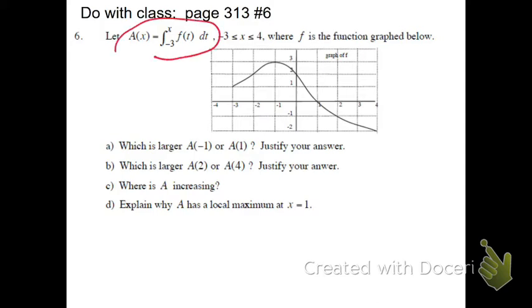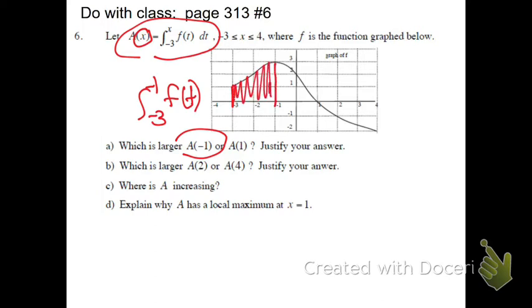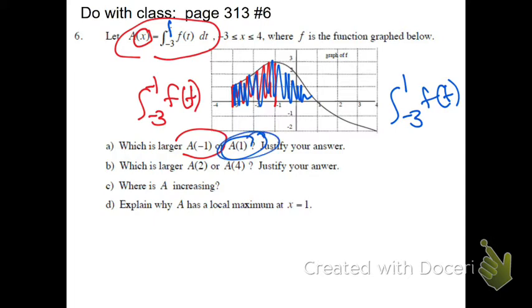We're starting at -3, so we're starting here, and we're accumulating area up to -1, because A of -1 means x is -1, and that means we're going from -3 to -1. So that's area from -3 to -1. So we're comparing this area, whatever that is, to A of 1, which would be plugging in a 1 right here. So that's -3 to 1, that area. Well, that would be from -3 still all the way over to 1.